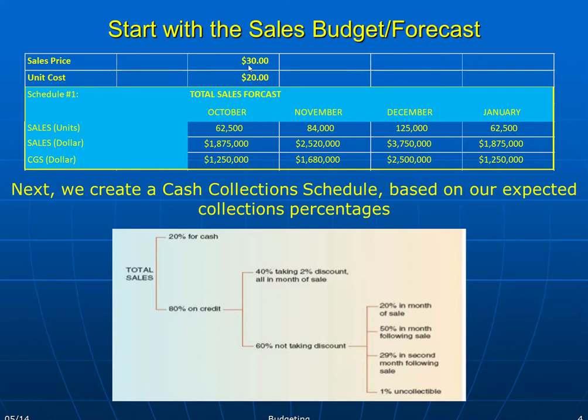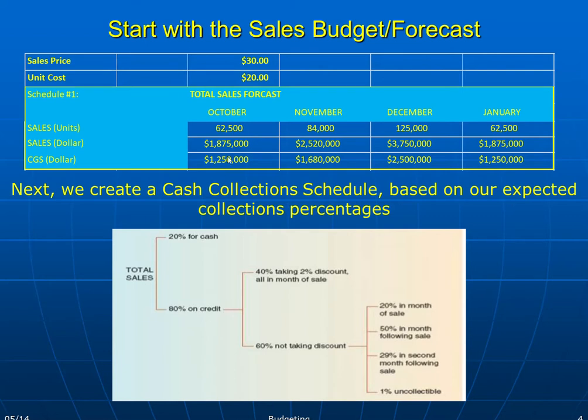All right, so our sales in units for the 4 months that we're looking at here are laid out right here. Our budgeted sales price is $30 per unit. Our budgeted purchase price is $20 per unit. So we can take these sales in units and express them in sales dollars or in cost of goods sold. That's what we've done with these two rows right here.